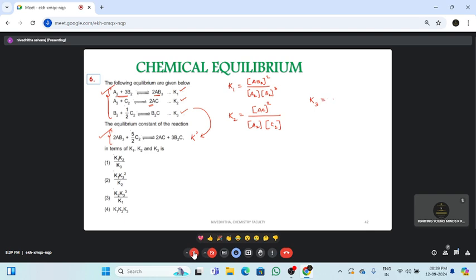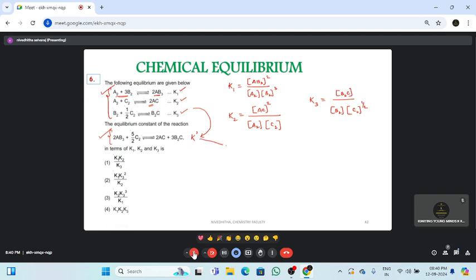Can anyone tell me the representation of K3? So please tell me the expression for K3. Concentration of product divided by reactant. So what is the product in the third equation? Concentration of B2C divided by concentration of B2 plus, sorry ma'am, C2 power 1 by 2, or root C2. That's it. So this is the expression for K3.